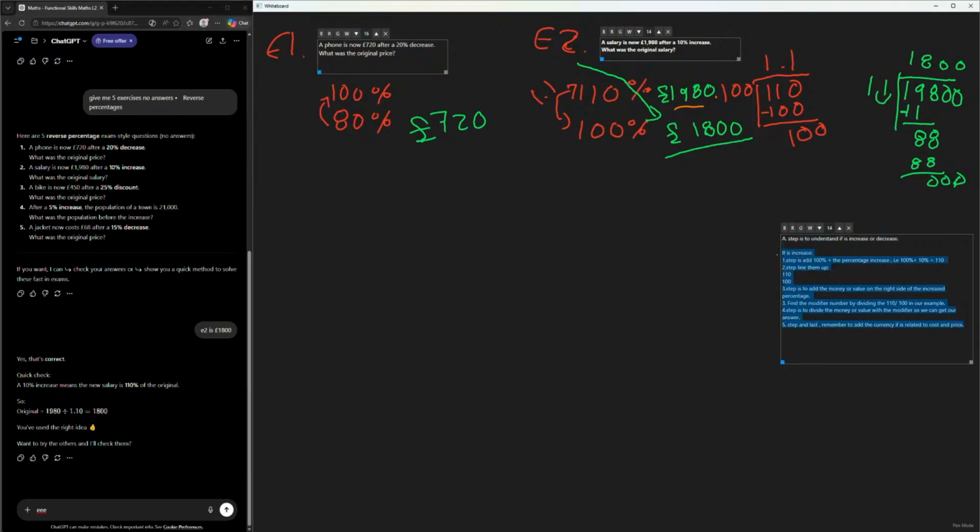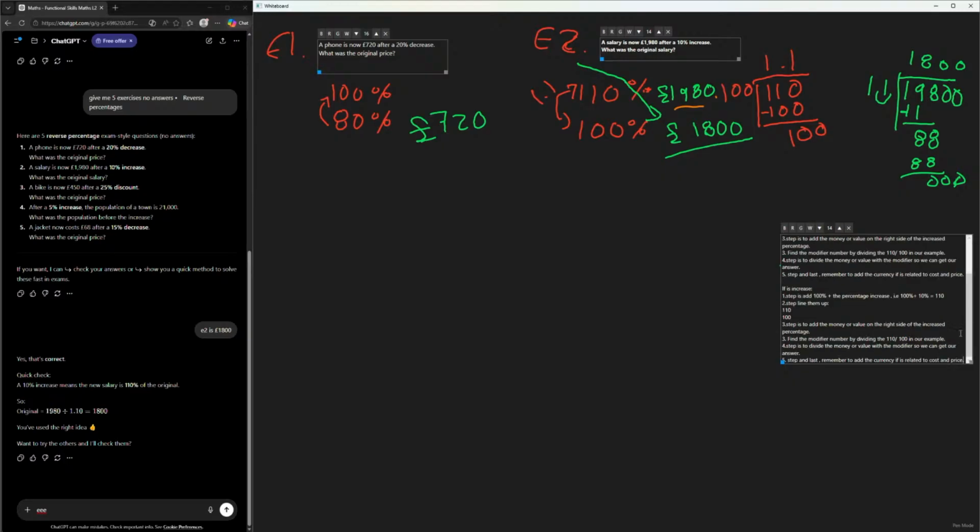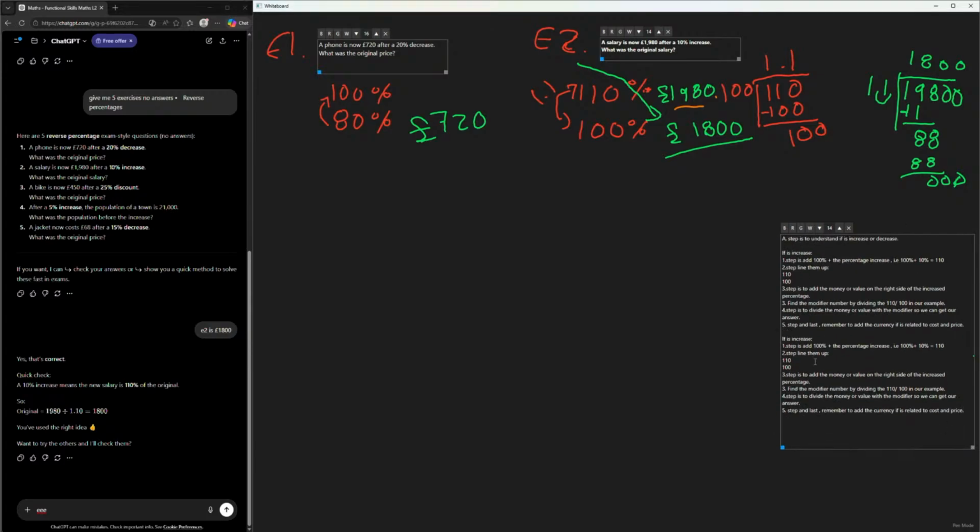Now, if we copy this, we can now do the opposite. If it's a decrease, it is minus the percentage decrease, minus 20, so it is... then line them up.